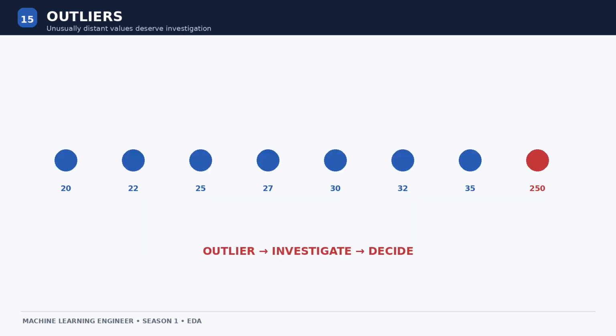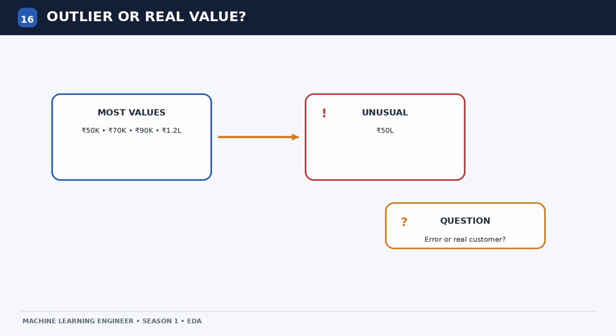Next, we look for outliers. An outlier is a value that is unusually far from the rest of the observations. Imagine most customers are between 20 and 35 years old, but one record says 250. That's obviously suspicious. But here is the important part. An outlier is not automatically an error. Suppose you are looking at customer income and one customer has an income of 50 lakh rupees while most others are around 1 lakh. Is that wrong? Maybe. But maybe that customer really is a high income customer. So an ML engineer investigates the source before deciding what to do.